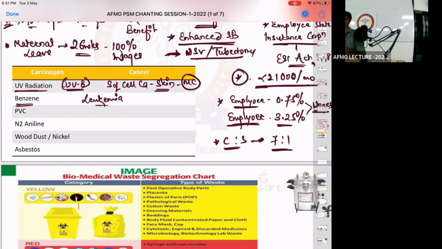CLL. All leukemias can be caused by exposure to radiation except one, and that is CLL. Important, this is asked in math also. Next, PVC, polyvinyl chloride. Question, recall. Polyvinyl chloride exposure causes angiosarcoma.